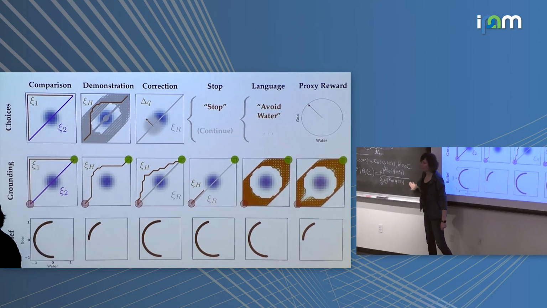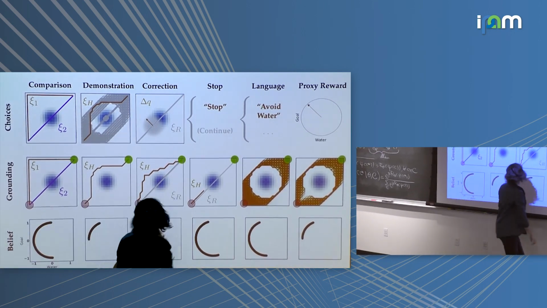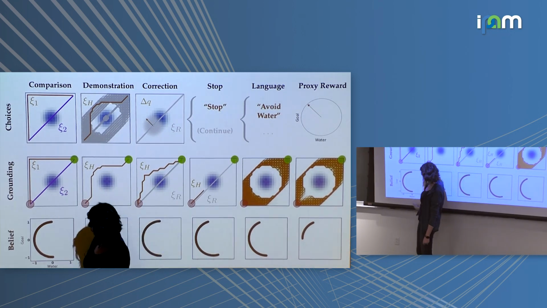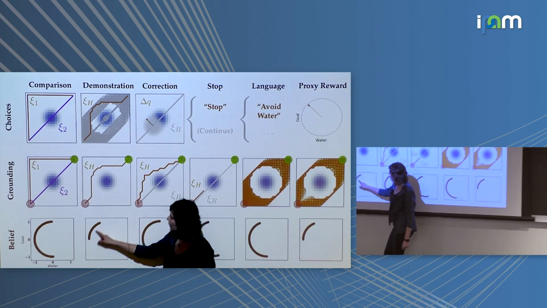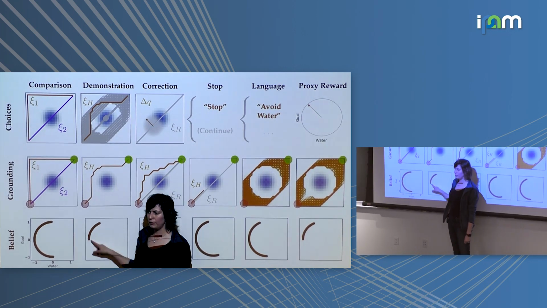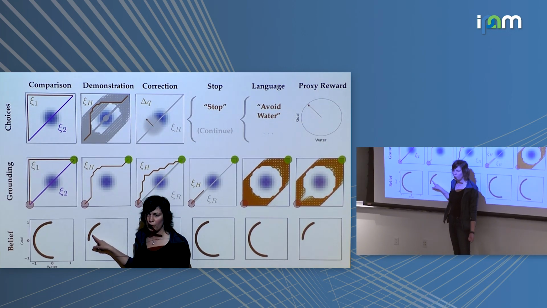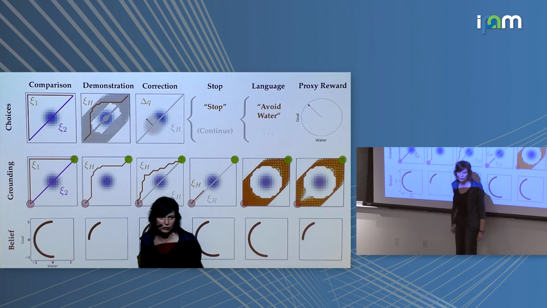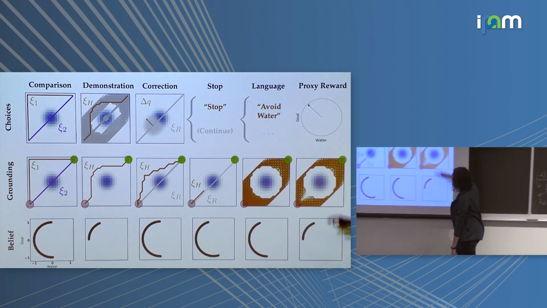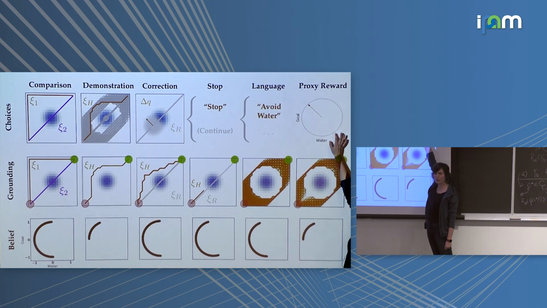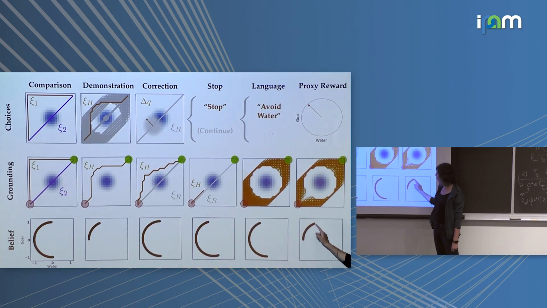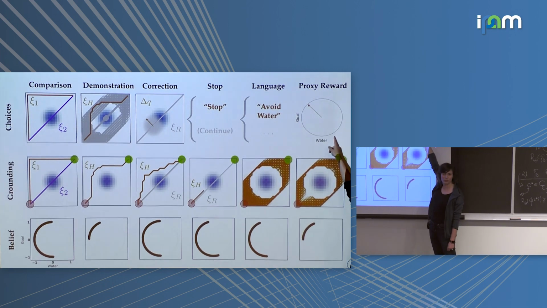Whoops, not the noisy formulation. So the comparison just cuts the space in half. The demonstration is more informative, right? But just getting one demonstration in one environment doesn't completely tell you what the reward function is. And what I find interesting is here, right? The proxy reward, even though I specified a reward function, there are many other reward functions for which the behavior that this produces is good behavior.